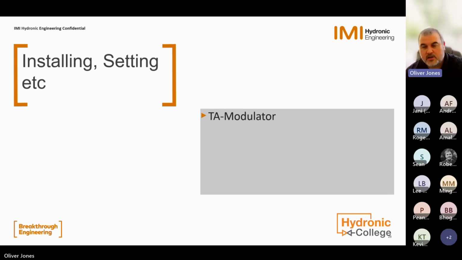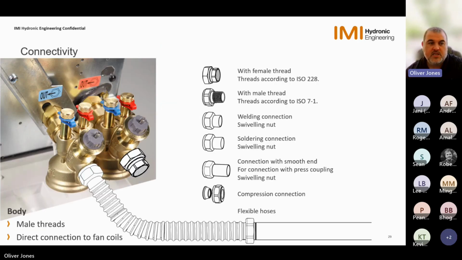So just some brief guidance on installing, setting up and how we do things. Say the TA-modulators are a male G thread. So this allows us to use our female threaded connections and our male threaded connections, which can be added on. We also have a welding connection, solder connection, and a connection for smooth end and press coupling. We also have a compression connection as well. And as the TA modulator is a G thread, it also allows a flexi hose to fit straight over the top of it, so the unit connection will fit flat face.